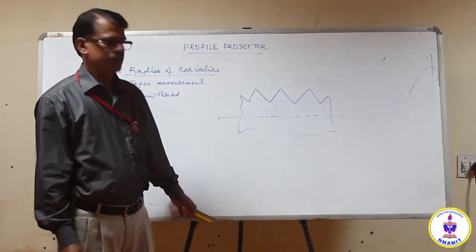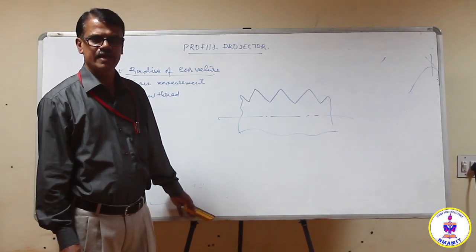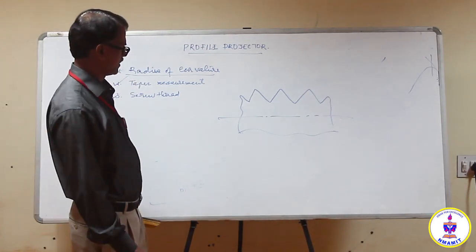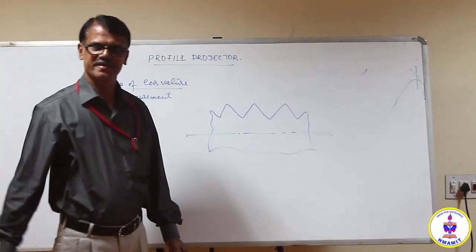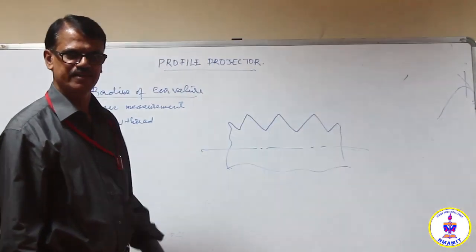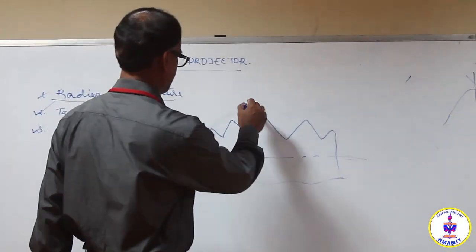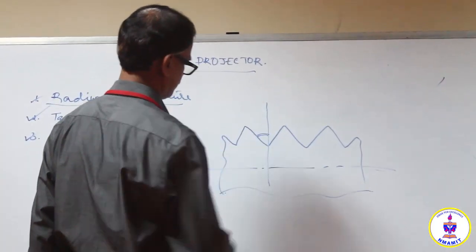And the third measurement is the flank angle. In order to measure the flank angle of a screw thread, flank angle cannot be measured directly here. You can measure the thread angle, and half the thread angle is the flank angle. So this angle is the flank angle.